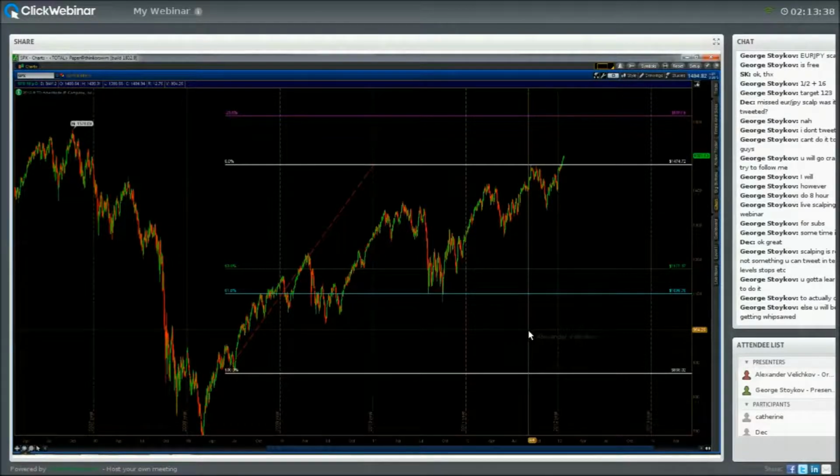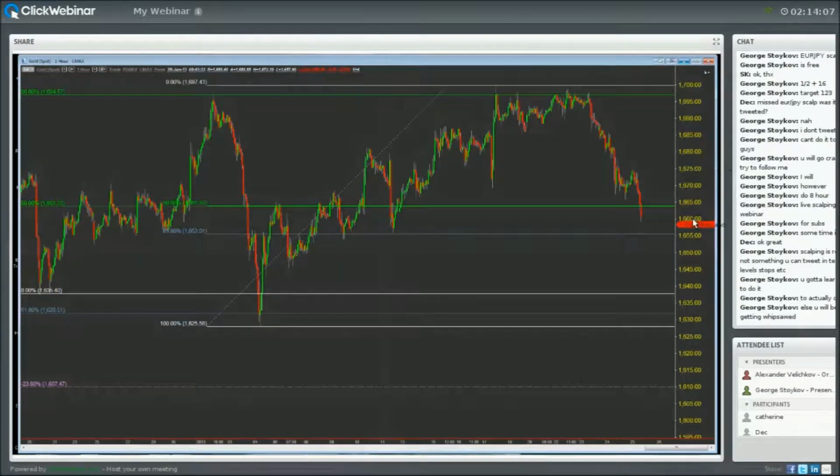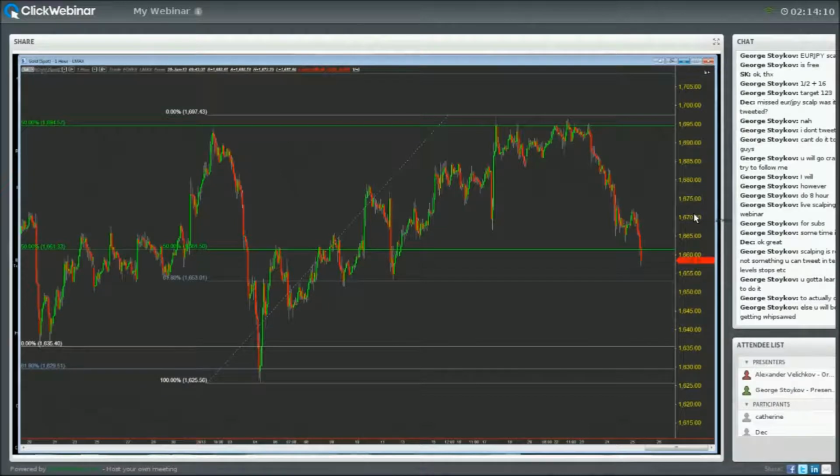What George wants me to mention is that we're considering a tactical short of the franc versus the yen. Yeah. He's going to fill you in on the details on that one. To be honest, I don't want to go into that. I don't like talking about things that I haven't looked at, that I haven't analyzed.